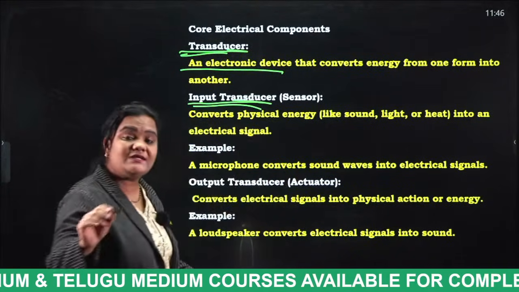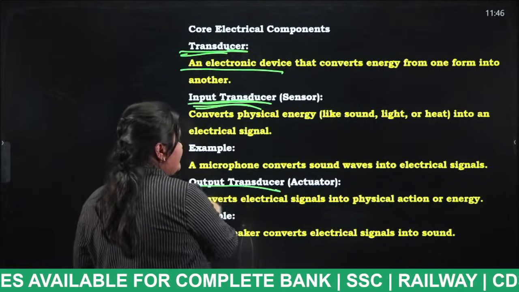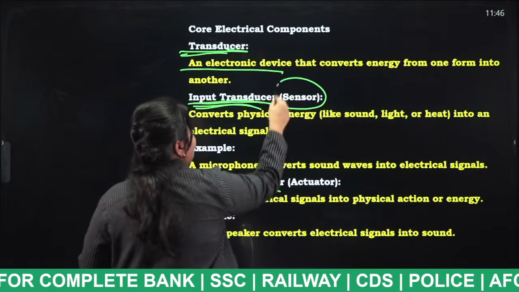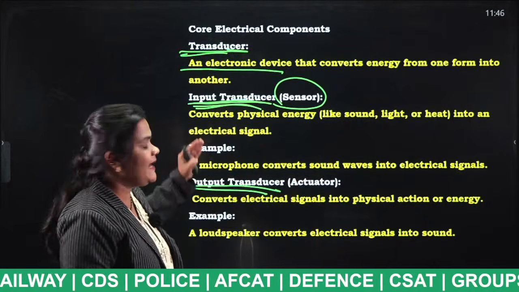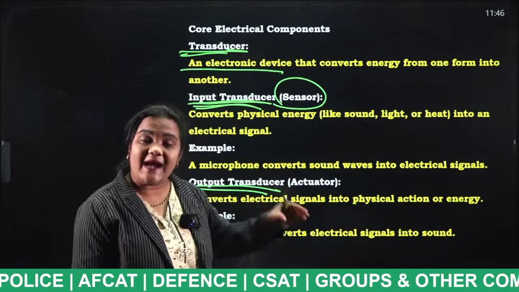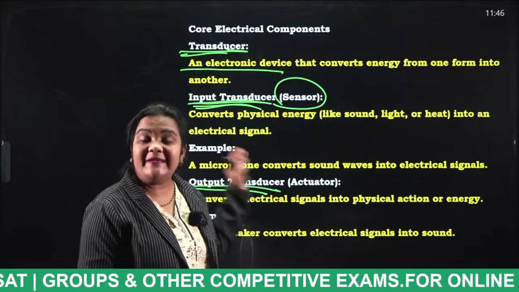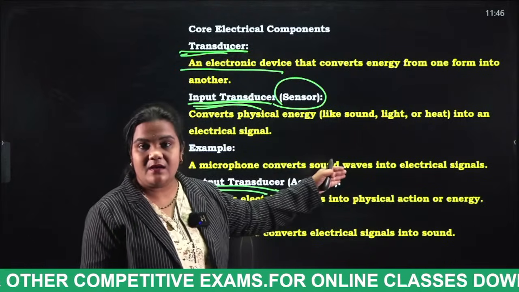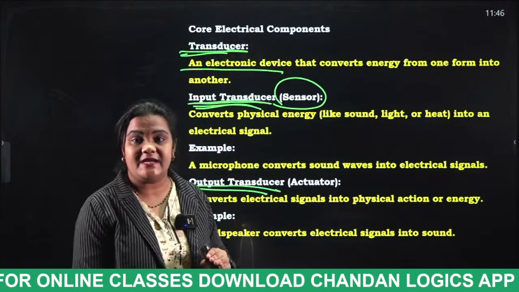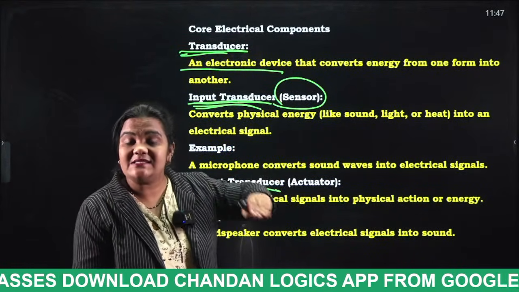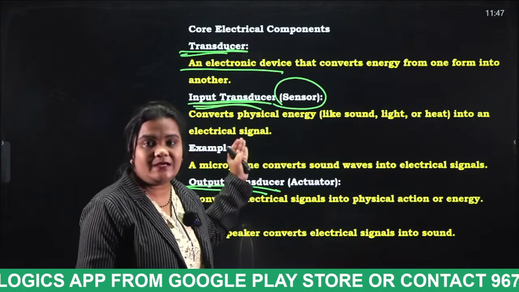So transducers consist of two types. One is the input transducer and the other is the output transducer. An input transducer is nothing but a sensor. It converts physical energy like sound, light or heat into an electric signal. The best example for an input transducer is a sensor. It converts physical signals into electrical signals. If physical signals are converted into electric signals, that is a sensor.